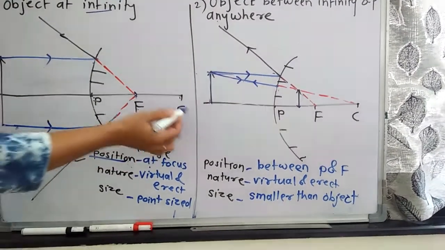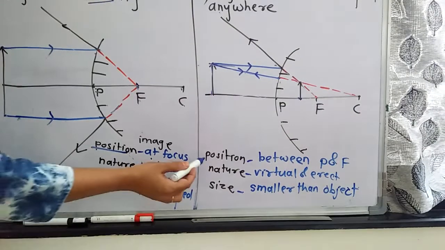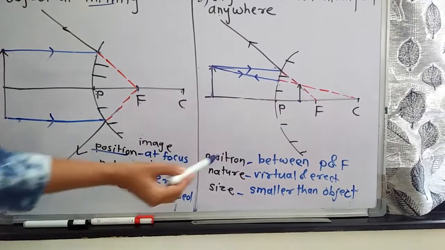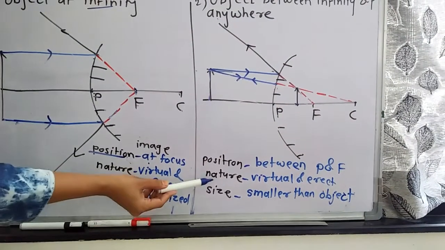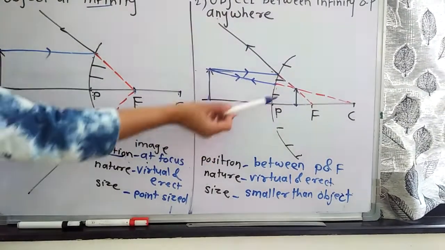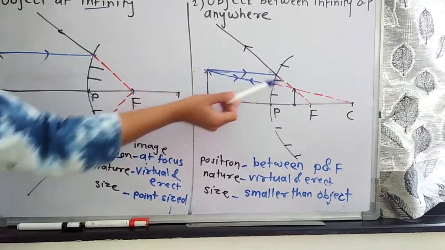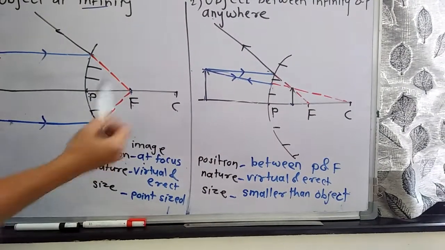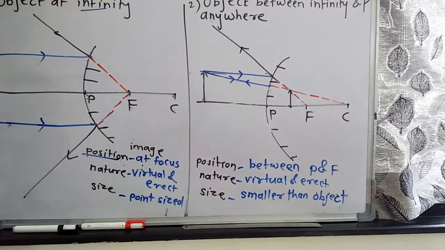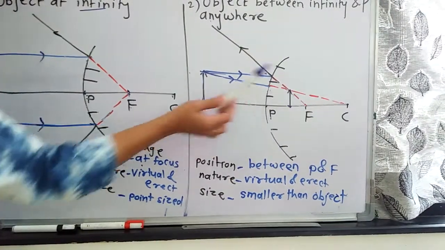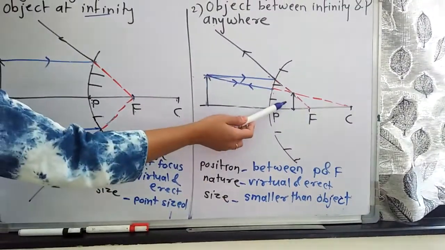So what is the explanation of the image? Position. What is the position of the image? Image is formed between pole and focus. What is the nature? It is virtual and erect. It is erect and rays are not actually intersecting. So it is virtual, above the principal axis. And size, if we compare the size of the object and image, the image is smaller than the object.